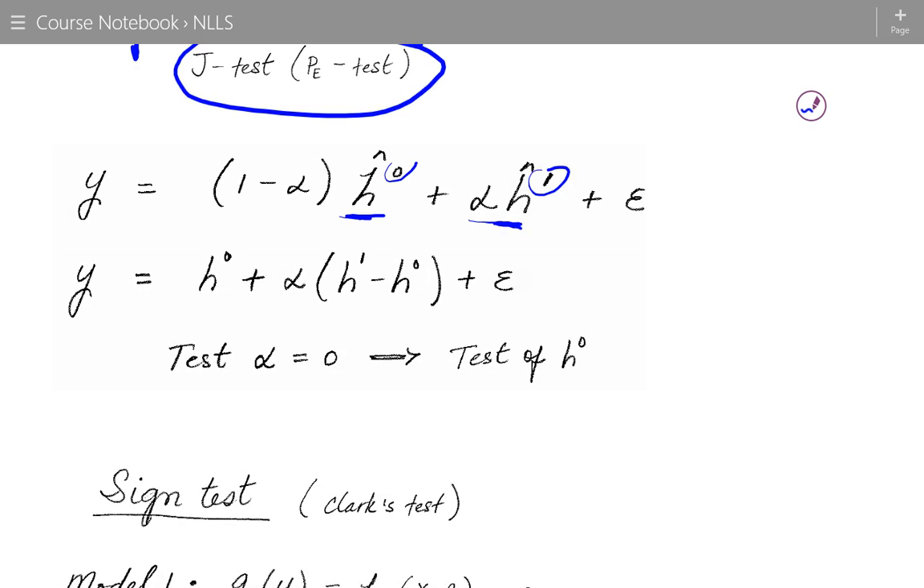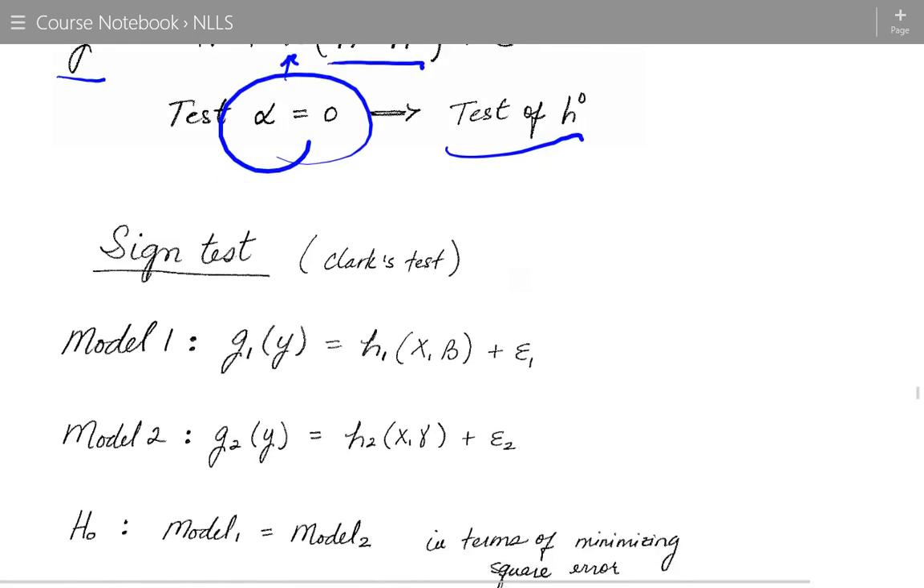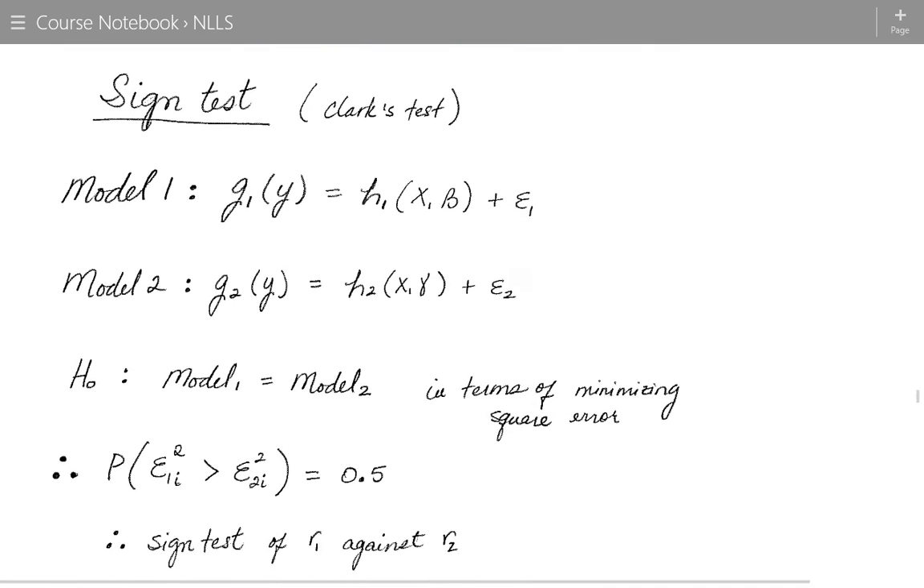And then you run a regression of y on these estimates, which is the estimate of your model 0, and on the difference between the two models, because since you estimated both, you can get the difference between them. A test that this alpha is equal to 0 is a test of H naught, the zero model of H. So that's one way to test across models.